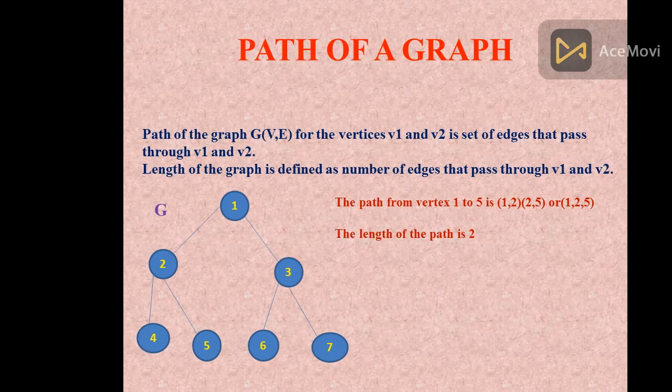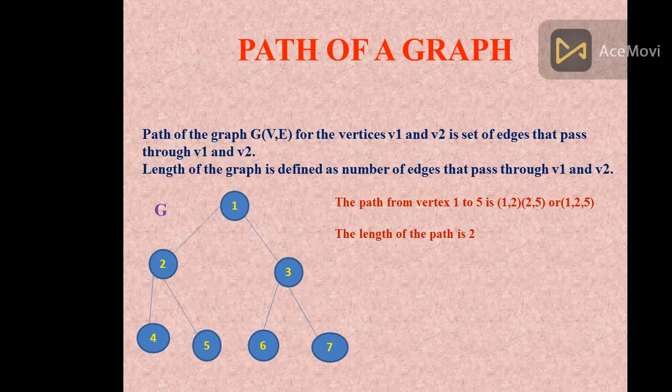The next is path of a graph. A path of a graph is the set of edges that passes from a source vertex to a destination vertex. The length of the path is the number of edges that pass from the source vertex to the destination vertex.